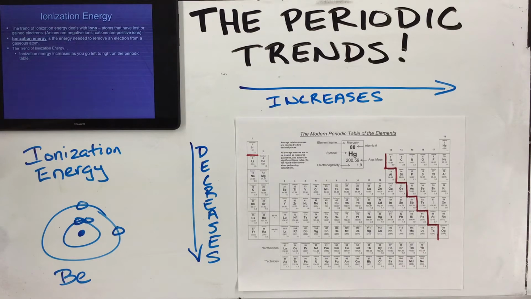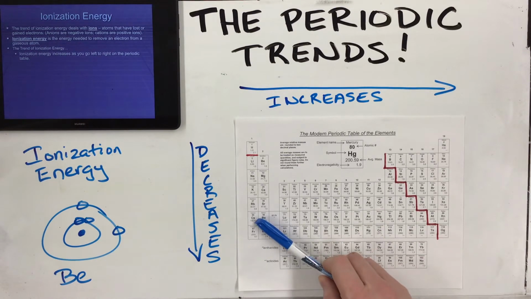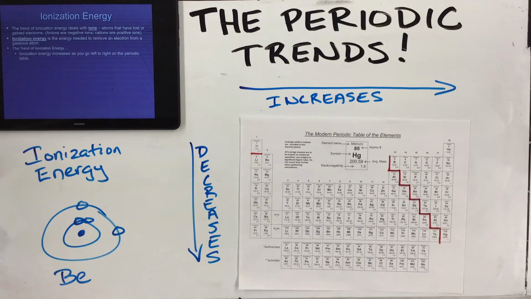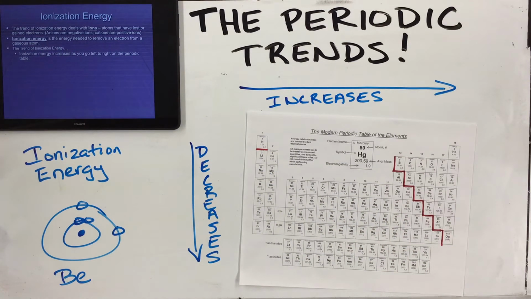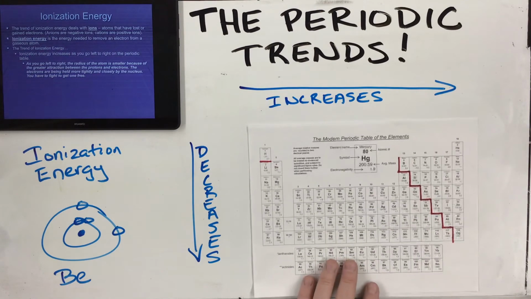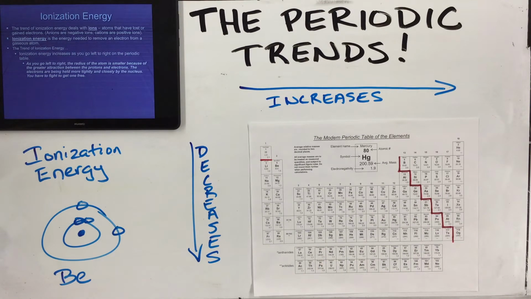Look at cesium here. It has 55 protons, but it also has 1, 2, 3, 4, 5, 6 shells. Those electrons are way out there. Even though there are a lot of protons, it's not enough to really attract those electrons with any significant force. Therefore, I can steal pretty easily from cesium. And that's what this is mentioning here. The number of protons is increasing, and this pulls in on those electrons even tighter. And as we go downward, it gets weaker or decreases, because we're adding more shells.